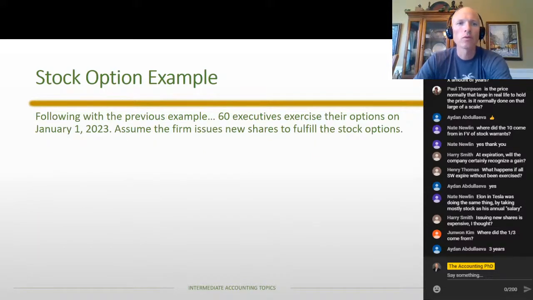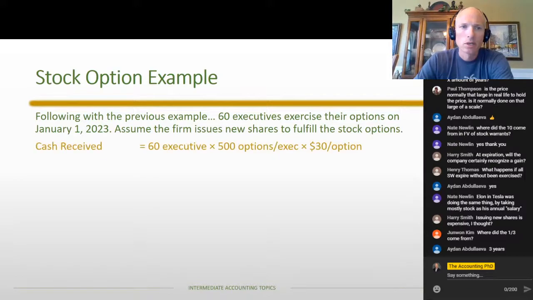All right, so now continue with the previous example. Let's say that 60 of these 75 executives exercise their options immediately after they're vested. We're going to assume that the firm issues new shares to fulfill the stock options. So again, in order to exercise their options, each employee must pay $30. And so we have the 60 executives exercising all of their 500 options, and each of them must pay $30 per option. That was part of the contract.